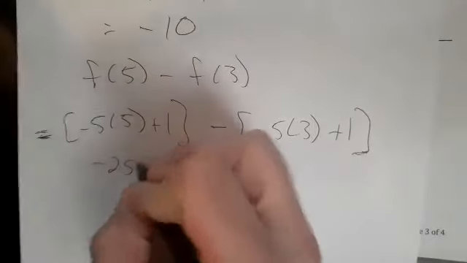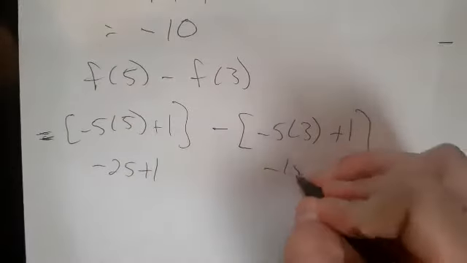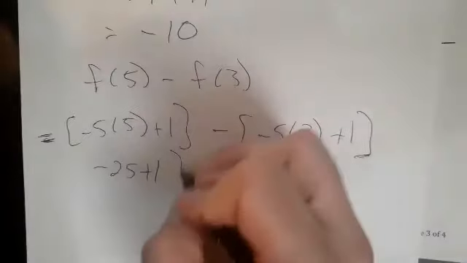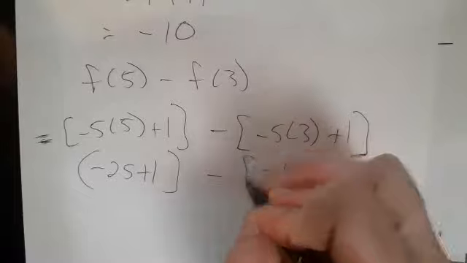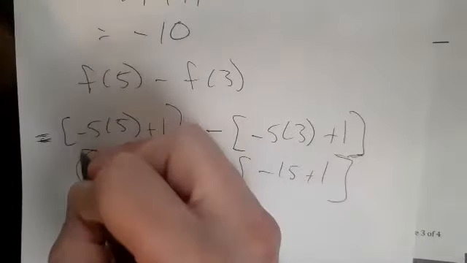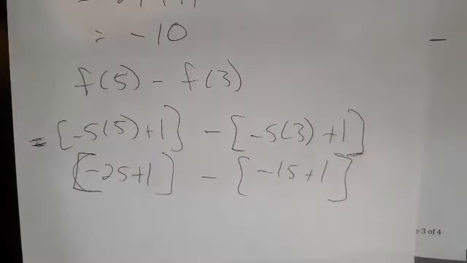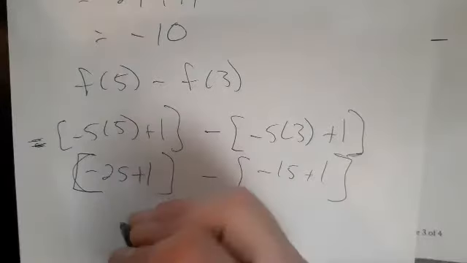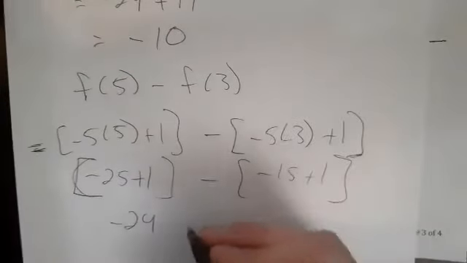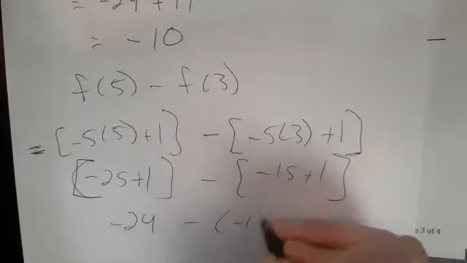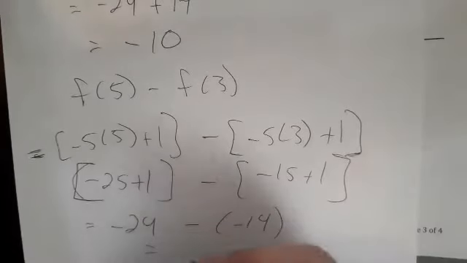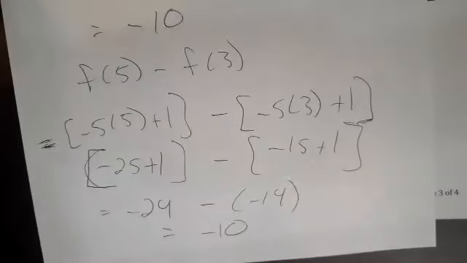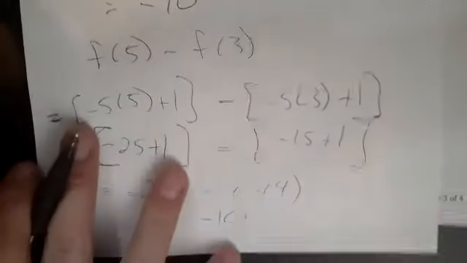This is minus 25 plus 1. This is minus 15 plus 1. The bracket's becoming curvy, but it's there. Okay, so this is still minus 24 minus a minus 14, which is minus 10. So either way, you should get the same number.